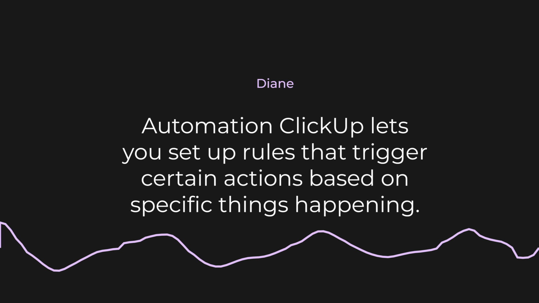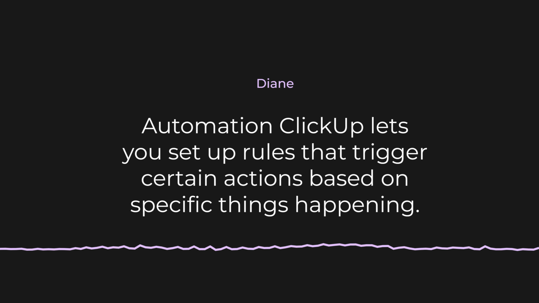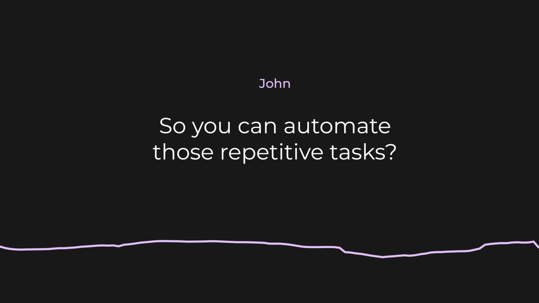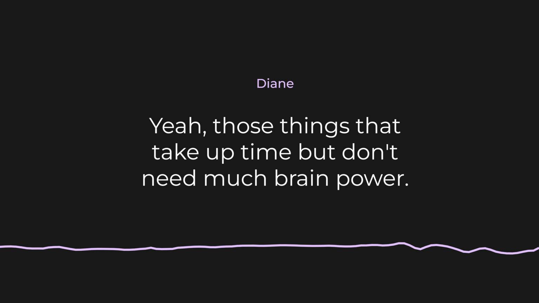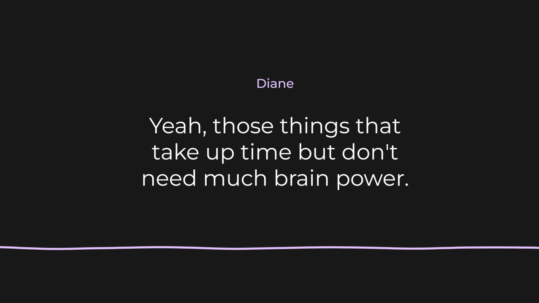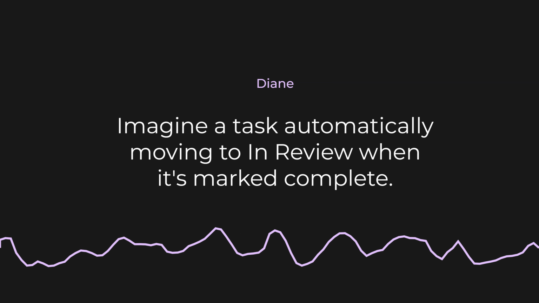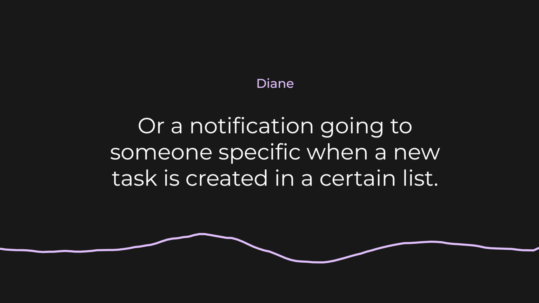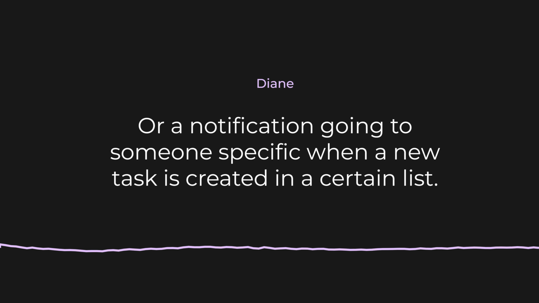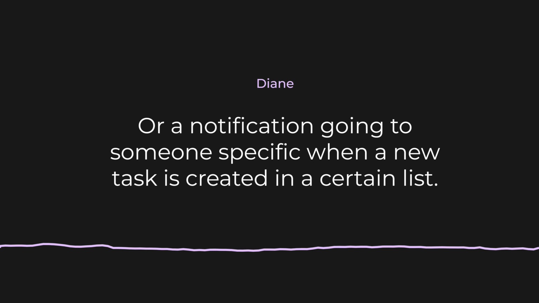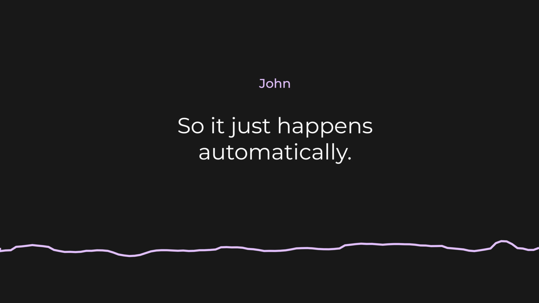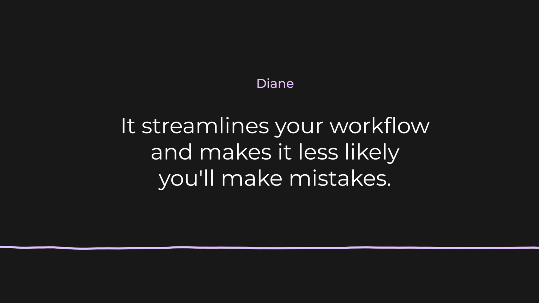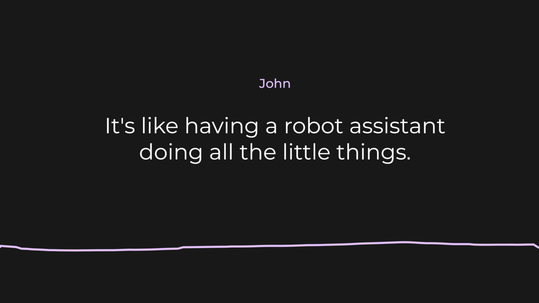Okay, what's that? Automation. ClickUp lets you set up rules that trigger certain actions based on specific things happening. So you can automate those repetitive tasks. Yeah, those things that take up time but don't need much brain power. Like what? Imagine a task automatically moving to in review when it's marked complete, or a notification going to someone specific when a new task is created in a certain list. So it just happens automatically. Right. It streamlines your workflow and makes it less likely you'll make mistakes. It's like having a robot assistant doing all the little things.